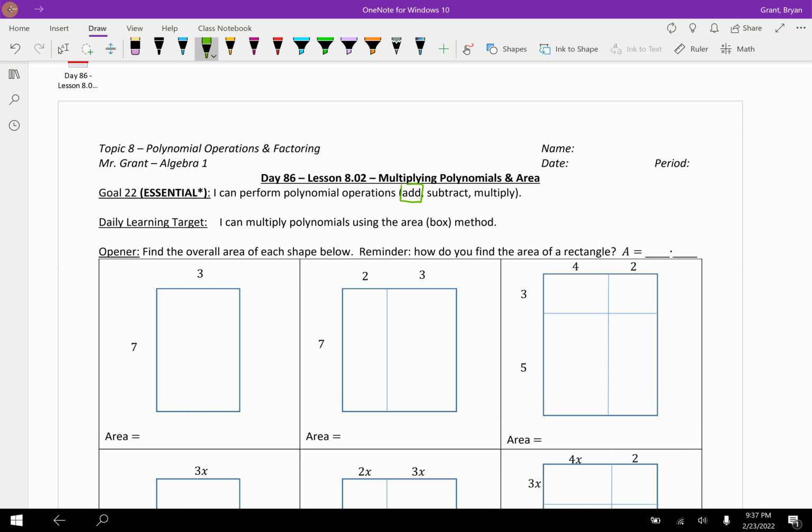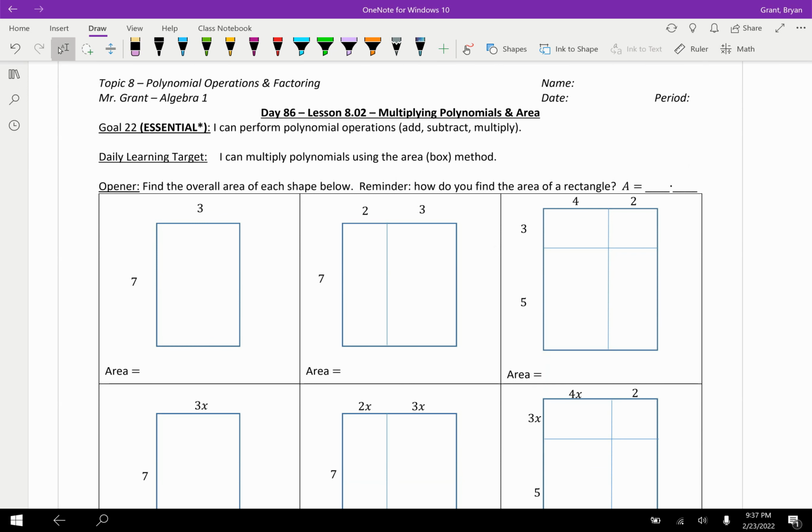We learned how to add and subtract them, and our next three lessons, 0.02, 0.03, 0.04, are going to be all about multiplying. We're going to approach multiplying from a couple different perspectives as well. And we are looking at our first daily learning target, which says I can multiply polynomials using the area or box, or even sometimes you'll hear it called the array method.